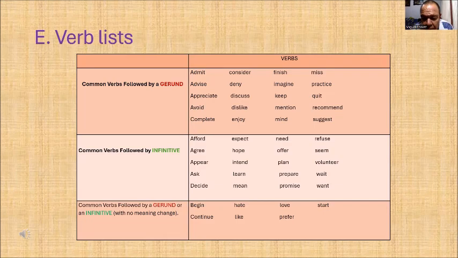Common verbs followed by an infinitive: afford, expect, need, refuse, agree, hope, offer, seem, appear, intend, plan, volunteer, ask, learn, prepare, wait, decide, mean, promise, want. Common verbs followed by a gerund or an infinitive with no meaning change: begin, hate, love, start, continue, like, prefer.